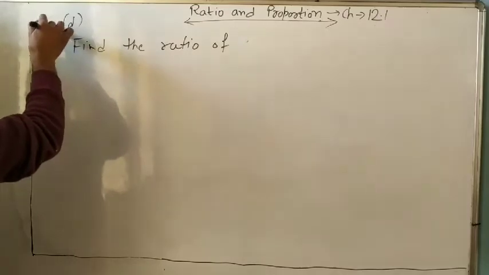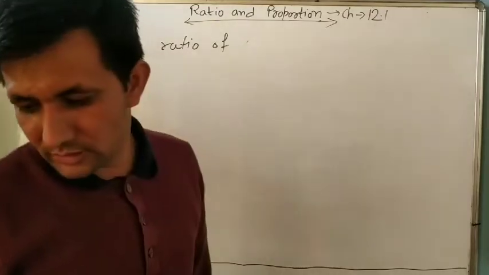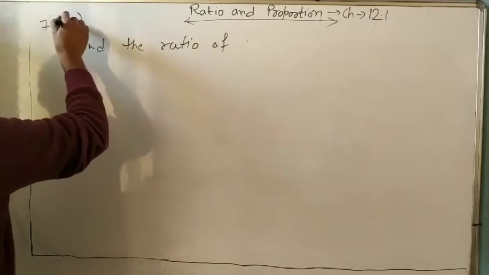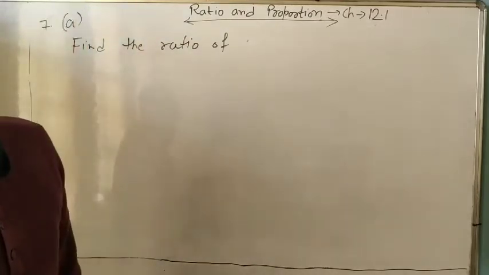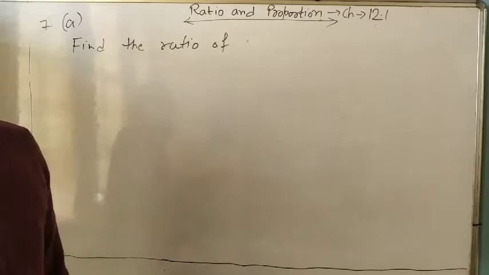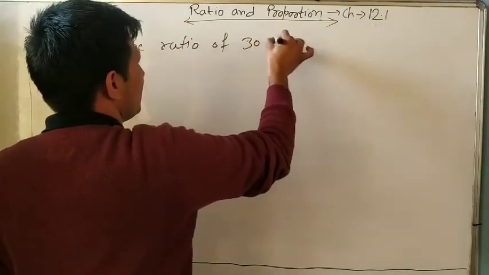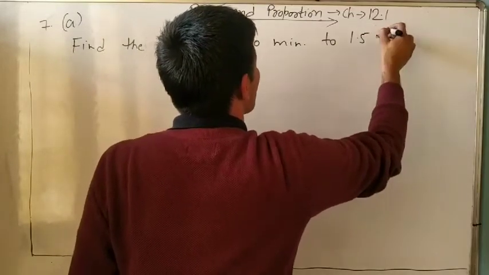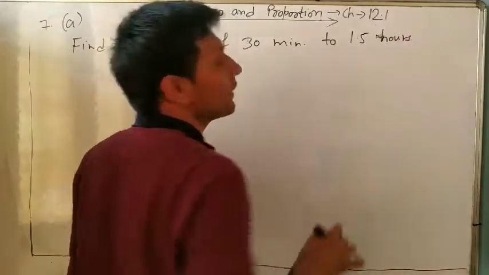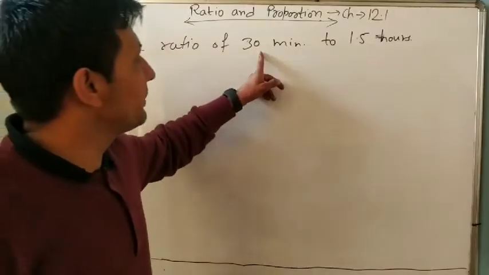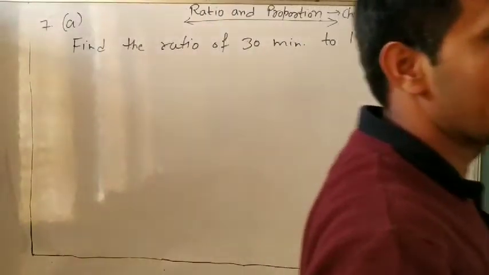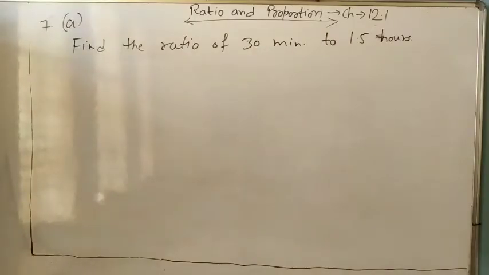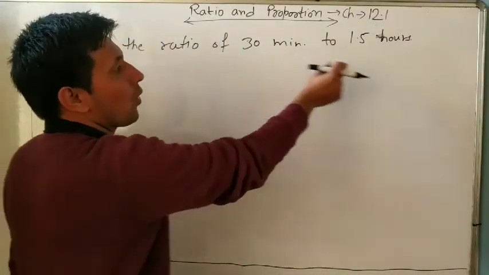Question number 7, only one part is solved by me, other parts do yourself. Okay, first is the A part. Everyone knows, find the ratio of 30 minutes to 1.5 hours. But we observe here there is minutes, here it is given in hours, and what I told you, always the ratio should be in the same unit. So either we will change this one in hours or this one in minutes. So first we are changing in minutes.